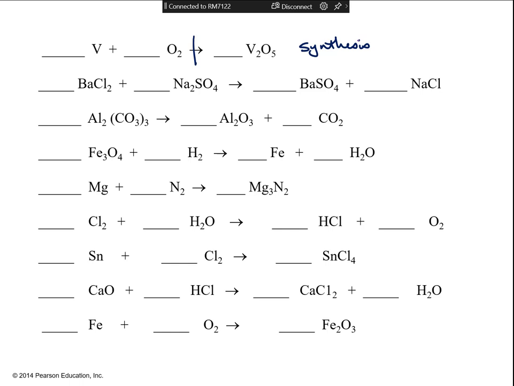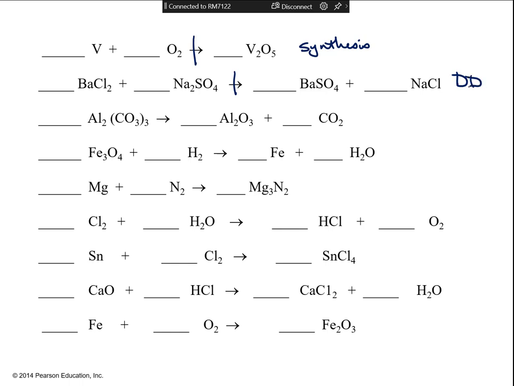Okay, what about the second one? Yes, this is a double displacement. So the first thing to do is count the reactants and the products. If you have equal numbers of reactants and products, then you know it's a displacement. If I have more reactants than products, it's synthesis. If I have more products than reactants, it's decomposition. But remember that's sort of the split. So this would be considered a double displacement.